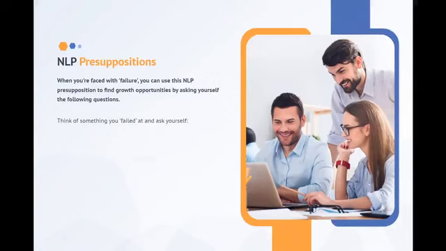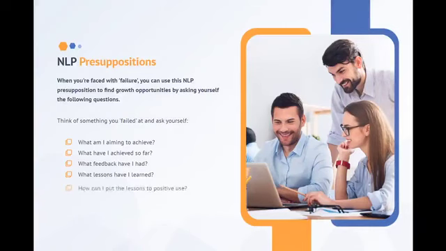When you're faced with failure, you can use this NLP presupposition to find growth opportunities by asking yourself the following questions. Think of something you failed at and ask yourself, what am I aiming to achieve? What have I achieved so far? What feedback have I had? What lessons have I learned? How can I put the lessons to positive use? How will I measure my success?